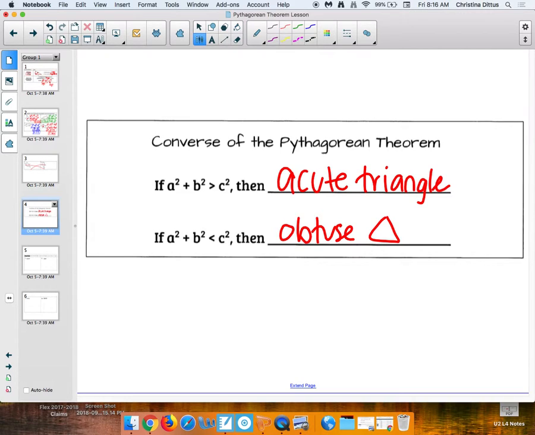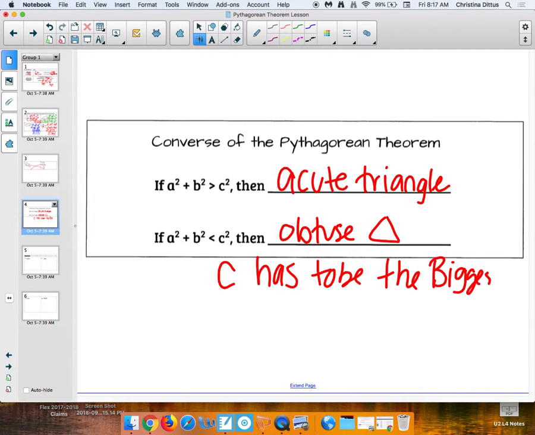So if I take two sides, square them, and add them, and it's bigger than my third side squared, it's acute. If I take my two legs squared, add them, and it's less than my third side squared, then it's obtuse. Something else I want you to write in here. C has to be the biggest number. Everybody got that down? Yes.